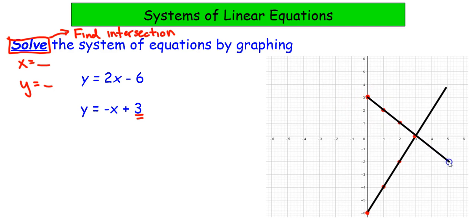So if we want to solve this system by graphing, what we want to know is where do these two lines intersect? We can see on our graph that this is the point where they intersect. That point is (3, 0). So my solution looks like x equals 3 and y equals 0.